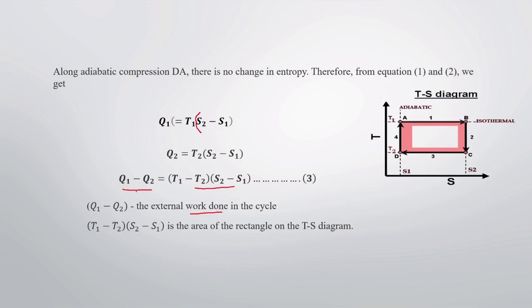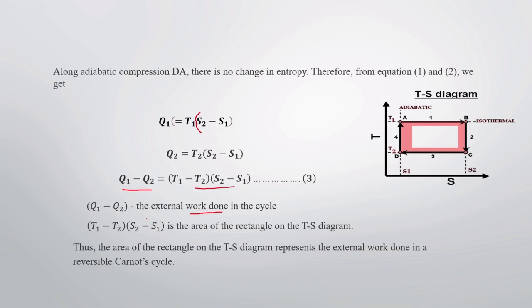So what can we conclude from this? The area of the rectangle on the TS diagram gives us the external work done in the Carnot cycle. So this is our conclusion here. The area of the rectangle on this TS diagram represents the external work done in the reversible cycle.